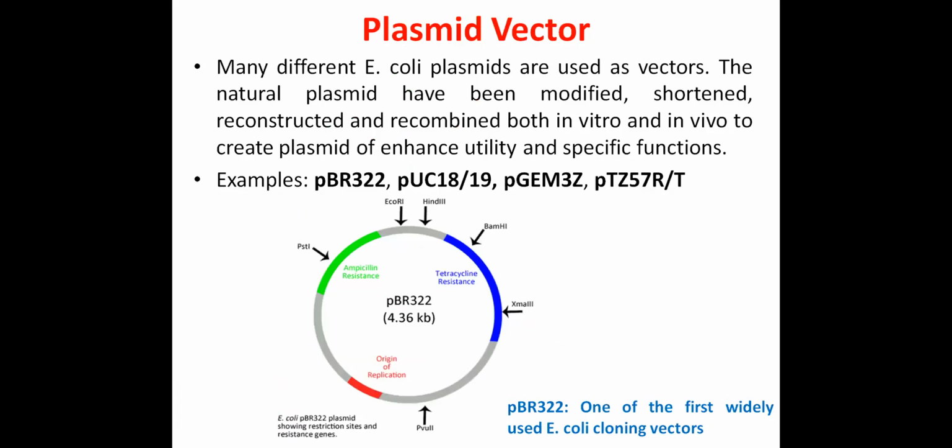So plasmids are basically what? They are short, self-replicating molecules which are present inside bacteria like E. coli. The E. coli have different kinds of plasmids. Some of those natural plasmids are modified, reconstructed, recombined, and shortened to be used as a vector. Means a natural plasmid which is present inside the E. coli cannot be directly used as a vector.